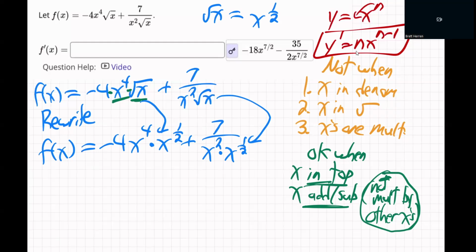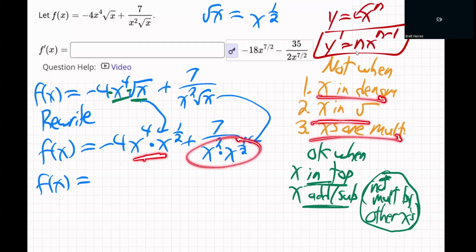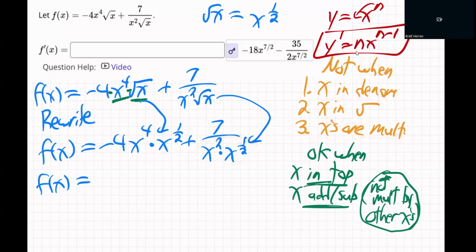All right, so let's keep rewriting. Why aren't we ready to take the derivative? Well, these are two x's multiplied, and these are x's in the denominator. We got rid of the stuff in the roots, but we got more work to do. We're not even ready to do the power rule until we get that cleaned up. So how do you handle x to the fourth times x to the half? Well, the rule is you add the powers. Do you remember that rule?